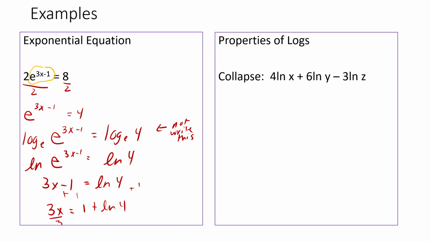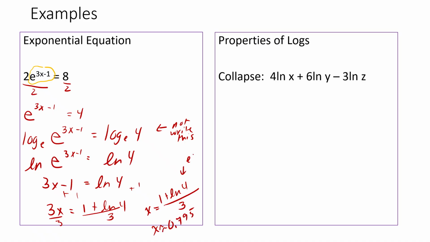And then we would divide both sides by 3. So technically the exact answer to this is 1 plus the natural log of 4, all divided by 3, or you might need to do a decimal approximation of that. And I'll try to get a decimal approximation of that momentarily. So 1 plus natural log of 4, all divided by 3, and that's about 0.795.